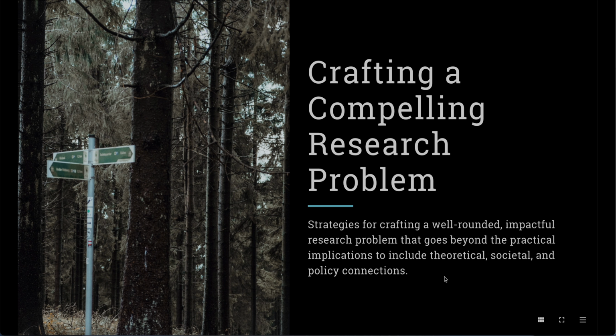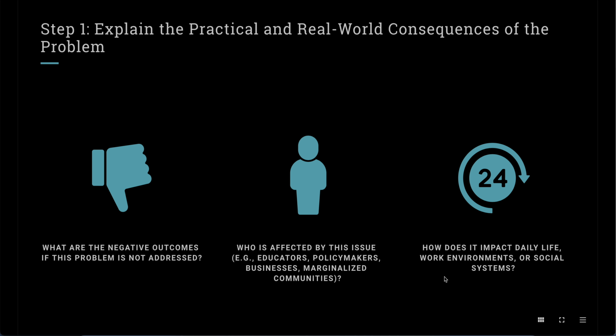And so what I've done is I've crafted some strategies and some guiding questions to really help you dig into so what. And so the first process is that you have to think practicality. So you have to be able to explain the practical and real-world consequences of the problem. So what are the negative outcomes if I don't address this problem down the road? And I mean 5 years, 10 years, 25 years down the road, what's going to happen if we don't fix this? Who is this going to affect? Not just in the short term, but in the long term, who is it going to impact?